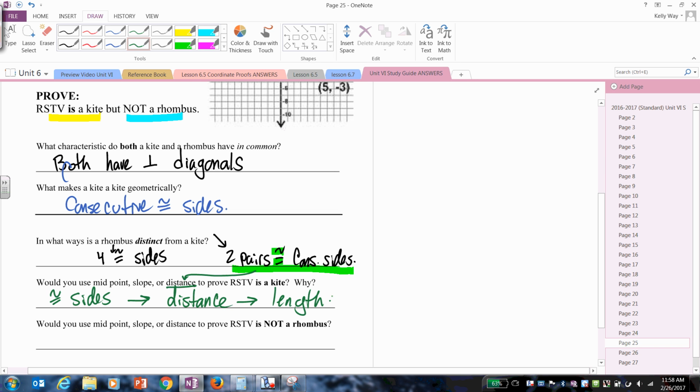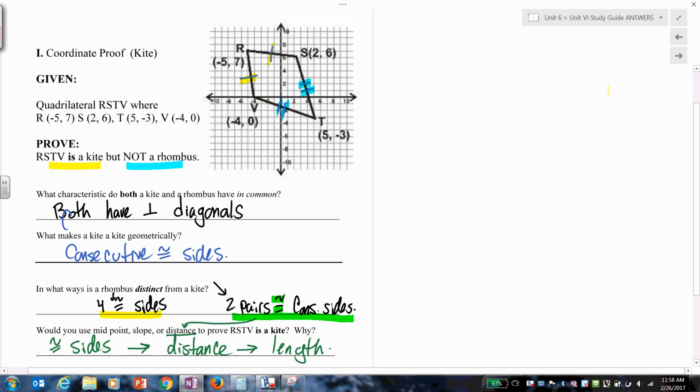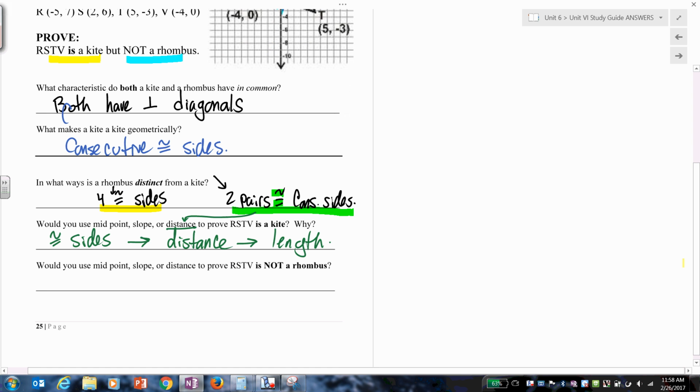And again, how could I disprove it's a rhombus? The main difference between a rhombus and a kite is that a rhombus has 4 congruent sides, whereas a kite only has 2 pairs of consecutive congruent sides. Therefore, I would use distance again, because what's different is all 4 sides congruent in a rhombus. And that would be a concept of distance as well. Show your mathematics on the right and write up your explanation.